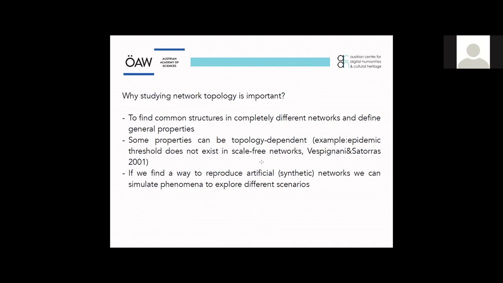And this is very, very important because before these results, all the epidemic studies were considering, let's say, random networks, but actually social networks are not random. And also, another point I didn't put here: studying topology is important because when we look at some patterns in the network, it can be useful to compare to a random version to see if this property is due to the structure of the network or not. And also, if we find a way to reproduce these artificial networks, we can simulate phenomena to explore different scenarios.